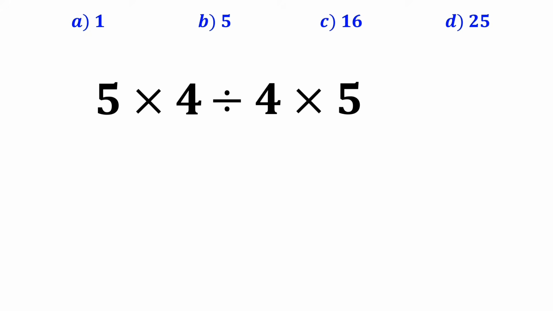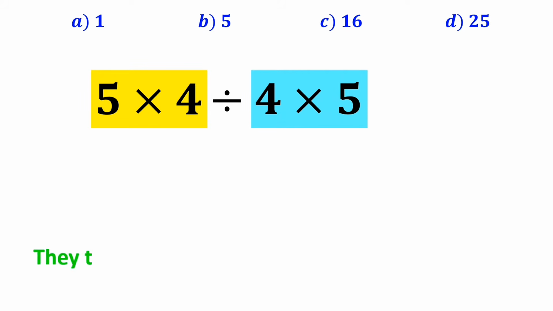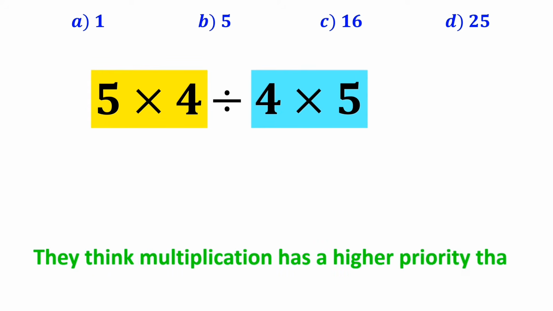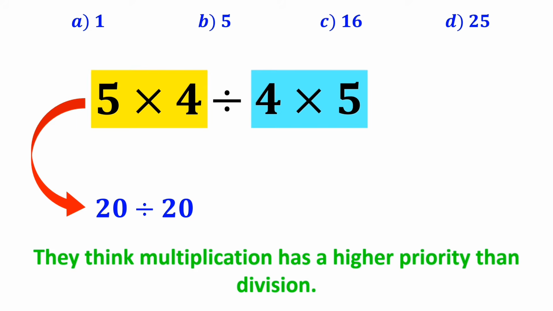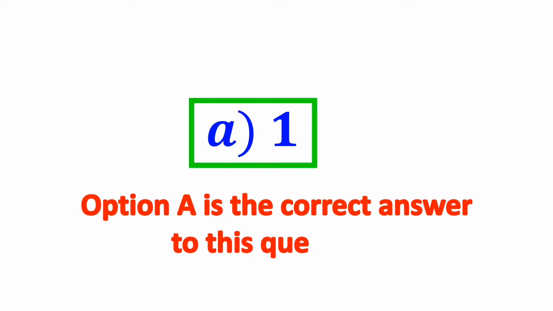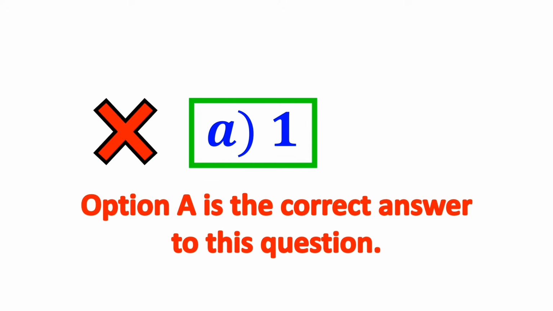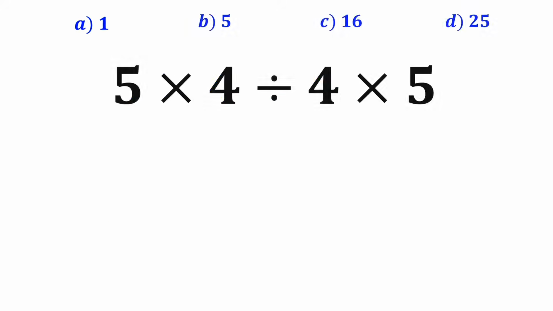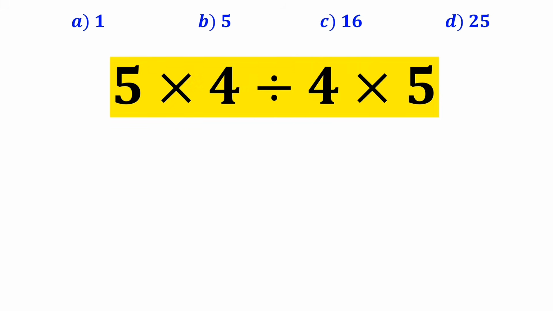And the first step to solve this question, many people go for the multiplication between 5 and 4 and then the multiplication between 4 and 5 because they think multiplication has a higher priority than division. So instead of this expression, they write 20 divided by 20, which gives them the answer 1. And without any hesitation, they immediately say that option A is the correct answer to this question. But it's absolutely wrong. Now let me explain step by step how we should solve this expression.